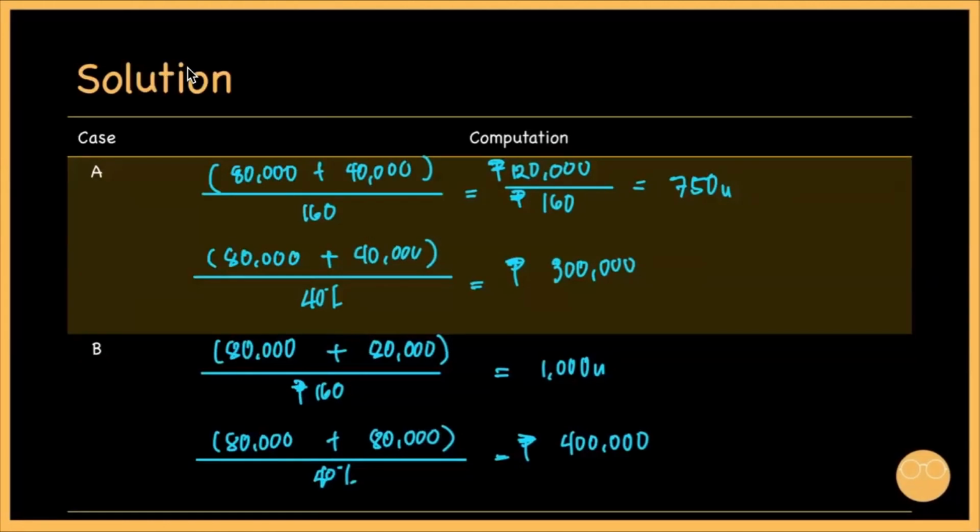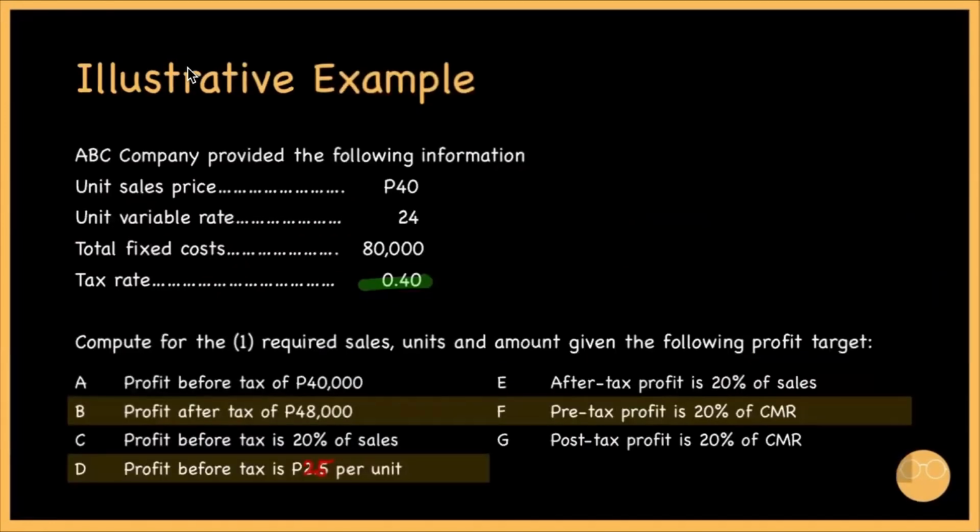We have here 80,000 plus 40,000. Remember that the 40,000 here is the before tax profit. 80,000 plus 40,000, we have 120,000 divided by 160 pesos. This is our unit contribution margin. To compute for the break-even point in terms of amount, 80,000 plus 40,000 divided by 40%, we will now have 300,000 pesos. Let's compute for requirement B.